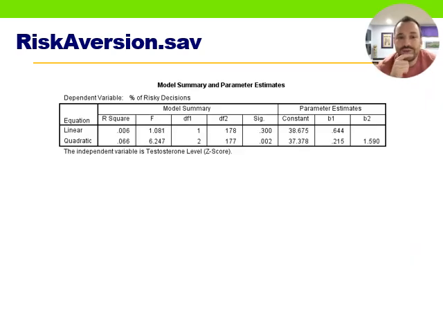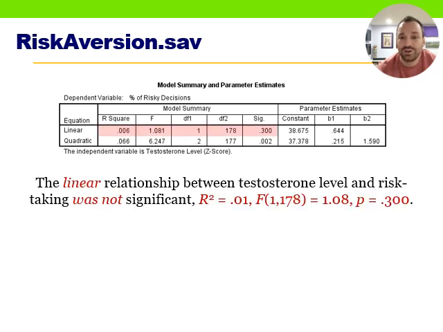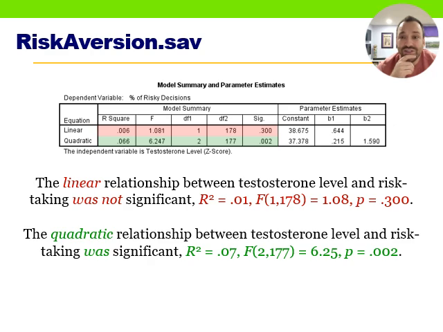So here you get a table with two rows. The top row shows us whether there's a linear relationship or not, which we already know there wasn't, right? Because we already ran that. The second row tells us whether there's a quadratic relationship or not. As it turns out, there was. So for the linear relationship, a p-value of 0.3, not significant. But for the quadratic relationship, a p-value of 0.002.